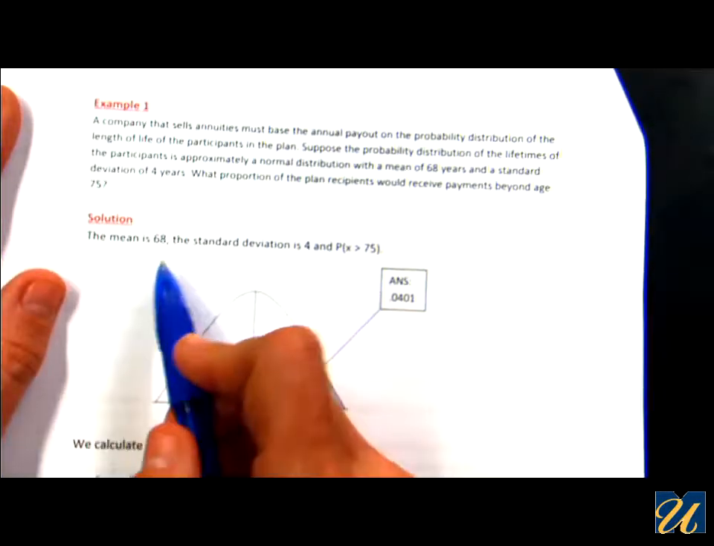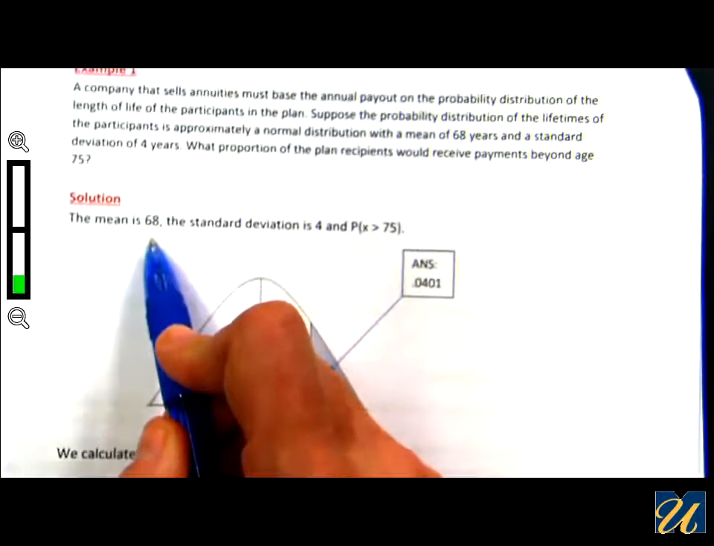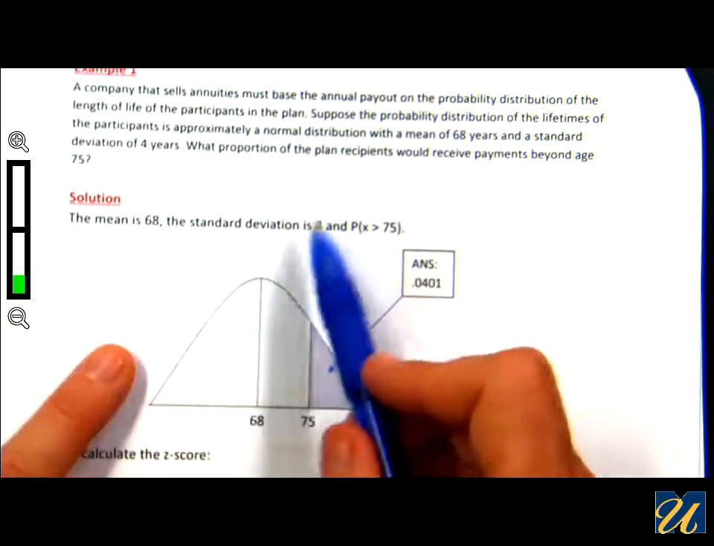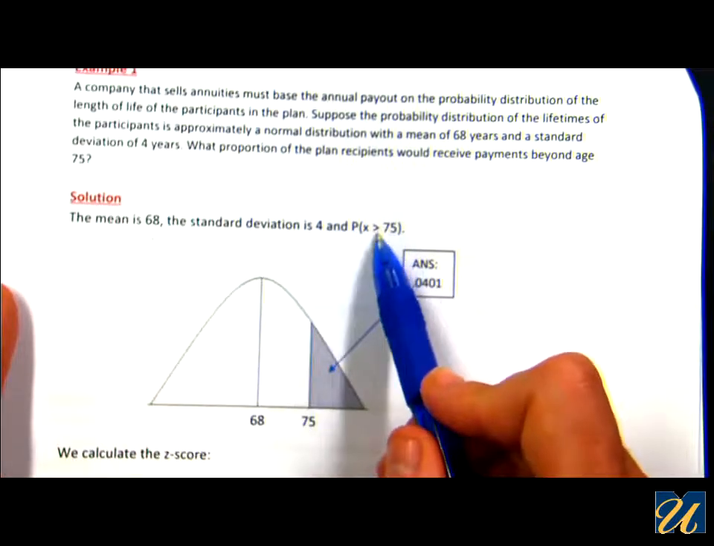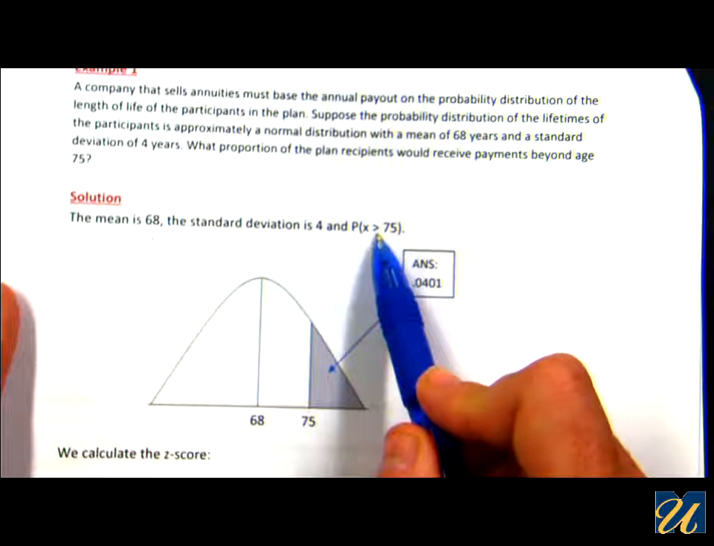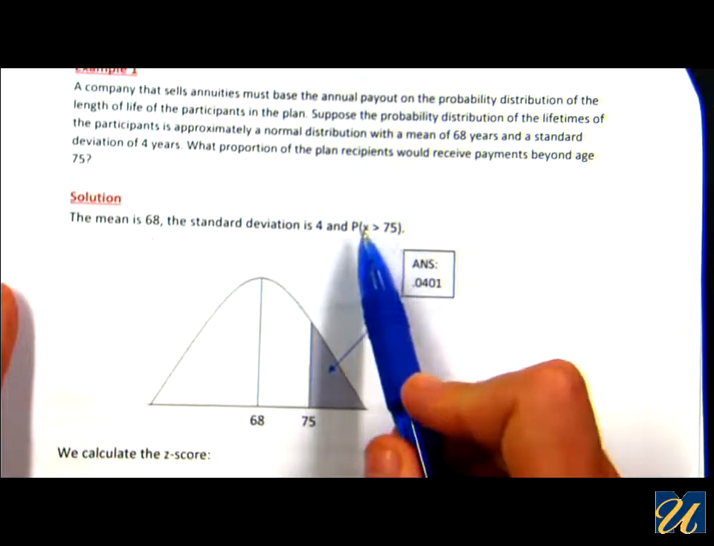So we have mu equal to 68, and we have sigma equal to 4. I'm looking for the probability of x to be greater than 75. Pay attention because we don't have a z-score here, we have the x value.